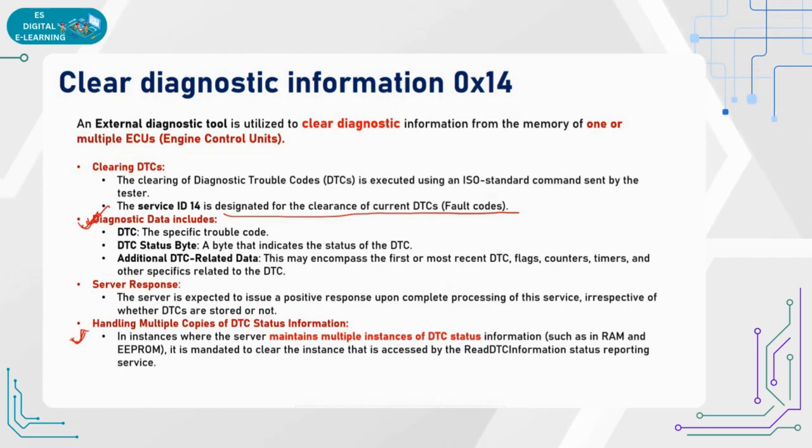In the instance where the server maintains multiple instances of DTC status, as I told you, like file 01, file 02, file 03, the same file but with repeating numbers, such as in the RAM or EEPROM memory, it is mandated to clear the instance. We need to clear those repeated failures, and that is what clear DTC will help us do. Once this recording is shared with you, you can write down the 2 points, this one point and this other point. You need to note them and explain them in the interview also.